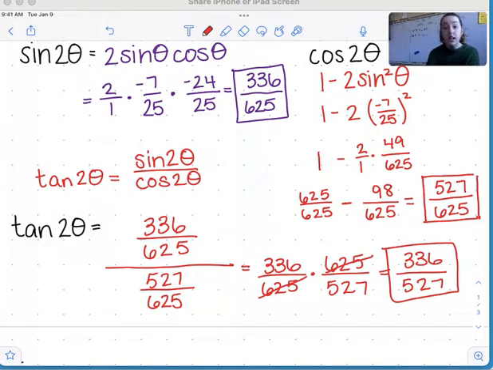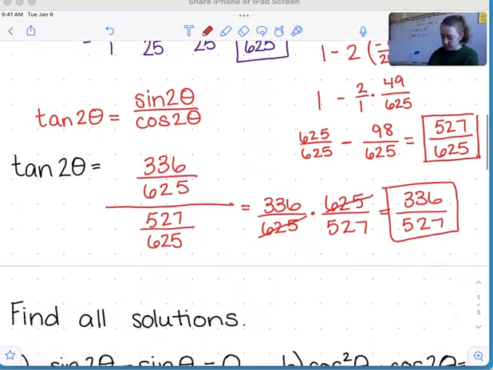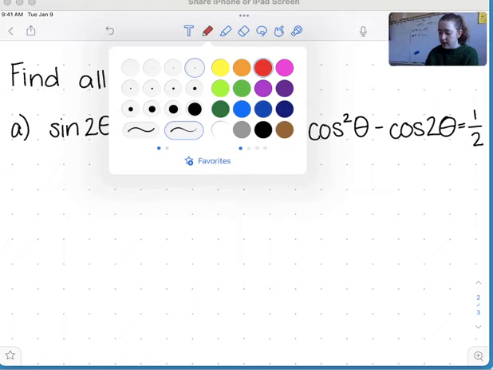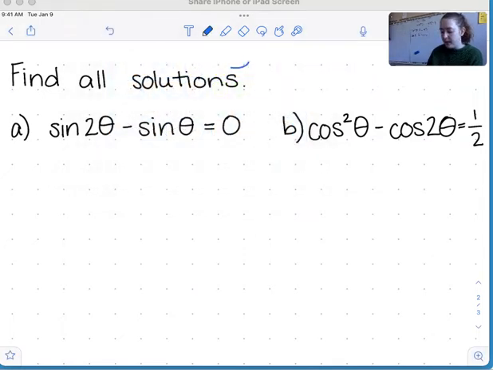All right, let's solve a couple of equations now. So we want to find all solutions. Just a little bit of a reminder, when I say all solutions and there's no interval in there, like 0 to 2 pi, something like that, that means that you're going to have general solutions.